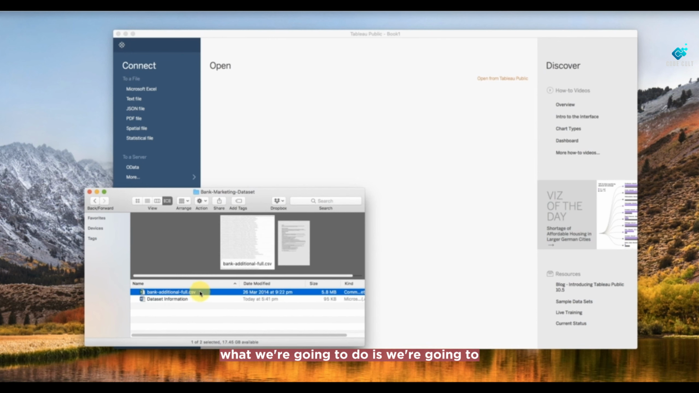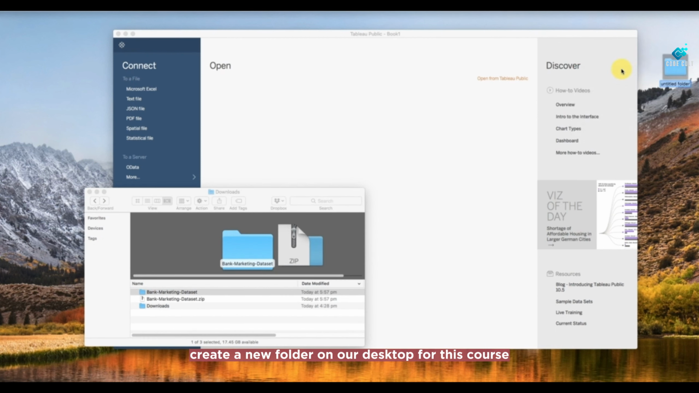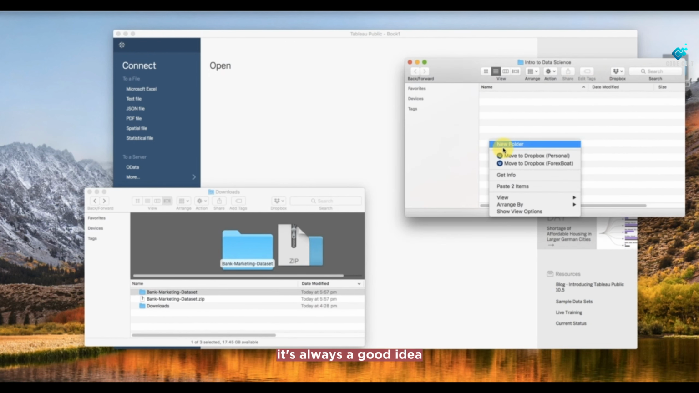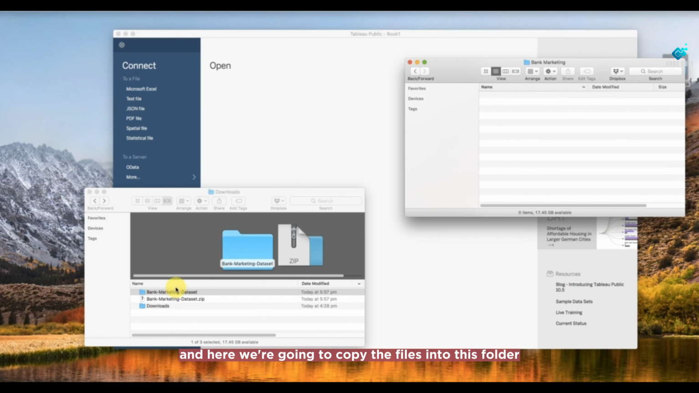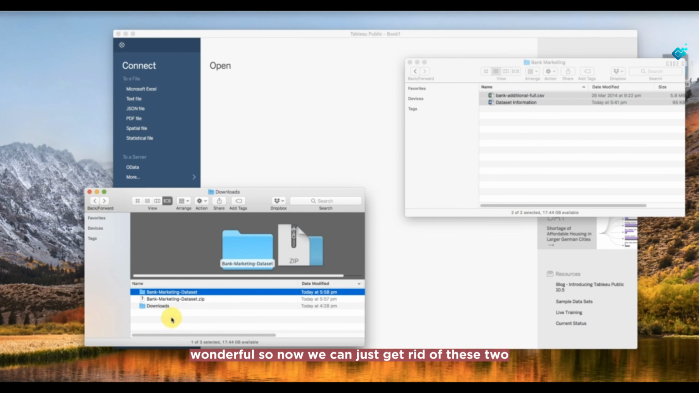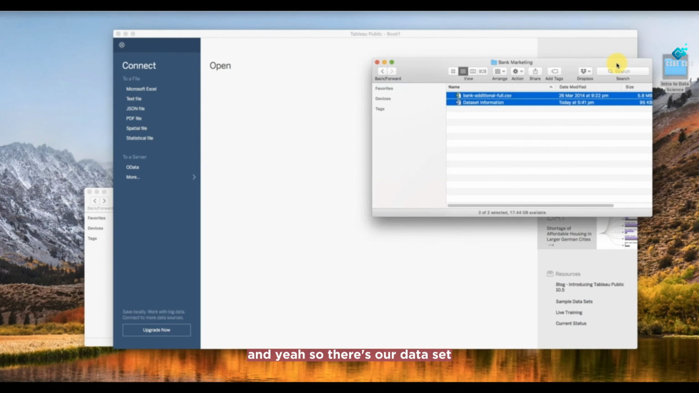Right away, we're going to create a new folder on our desktop. For this course, it's going to be called Intro to Data Science. And then inside this folder, we're going to create a folder for our project. It's always a good idea to keep your projects in separate folders so that you know where everything is. Bank Marketing, that's the name of our project. And here we're going to copy the files into this folder. Wonderful. So now we can just get rid of these two.